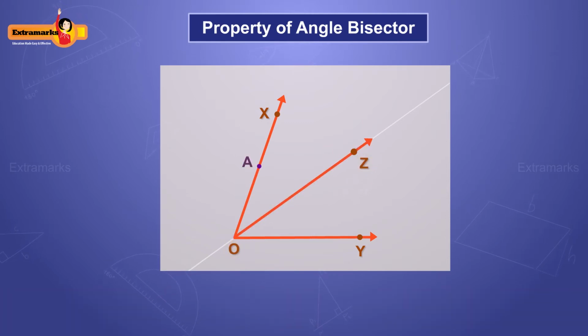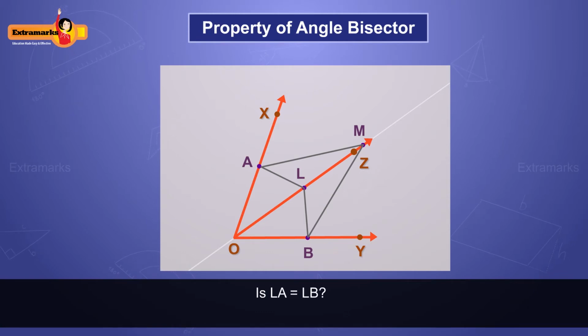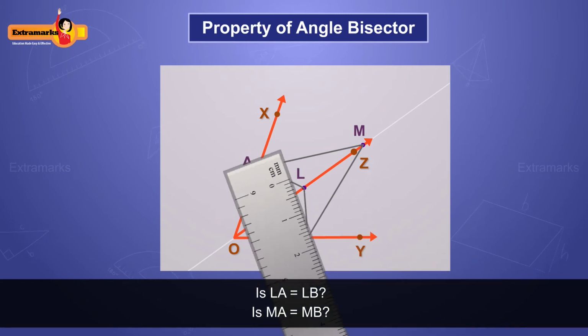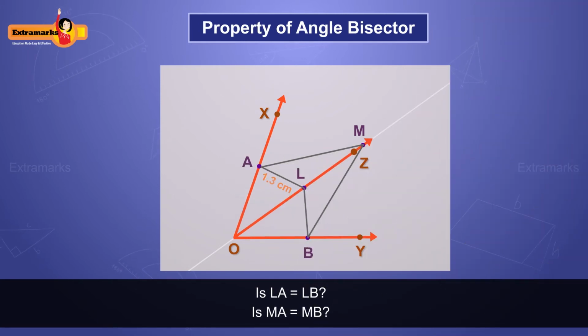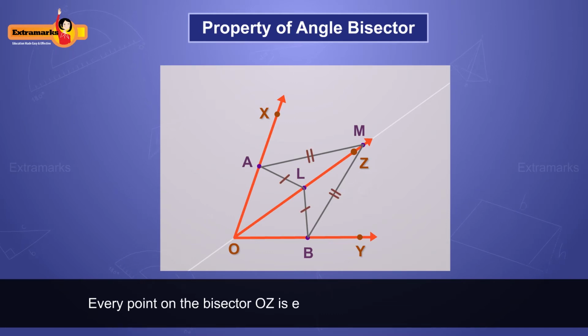Now, take 2 points A and B on OX and OY respectively, such that the length of OA is equal to that of OB. Again, take 2 points L and M on the angle bisector OZ. What can you say about the lengths of LA, LB, MA and MB? Is LA equal to LB and MA equal to MB? On measuring these lengths, we find that LA is equal to LB and MA is equal to MB. We observe that every point on the bisector OZ is equidistant from the points A and B.